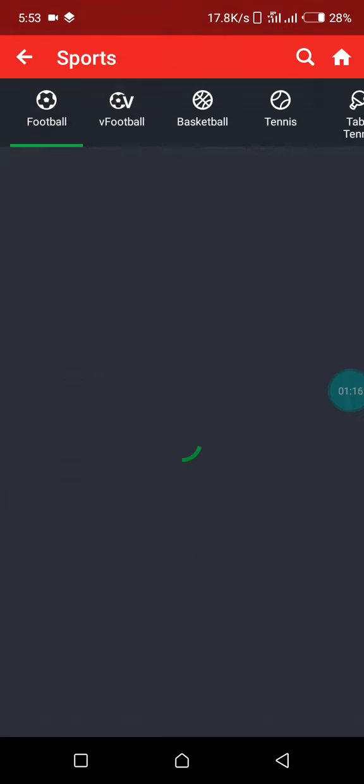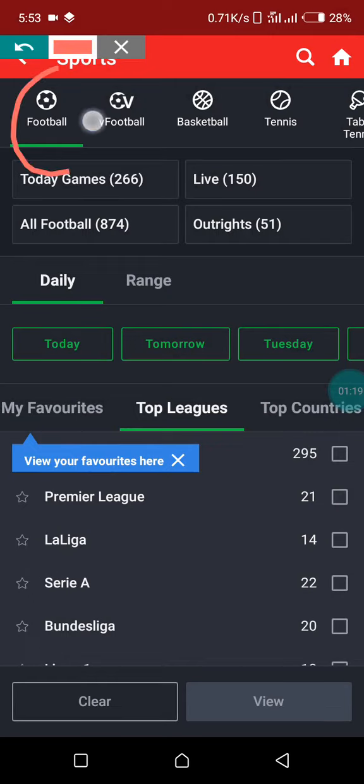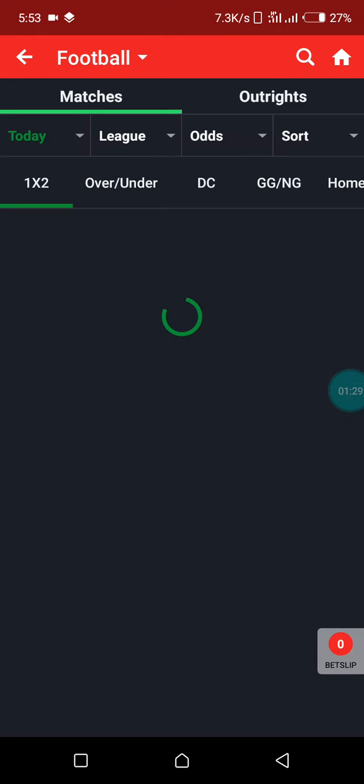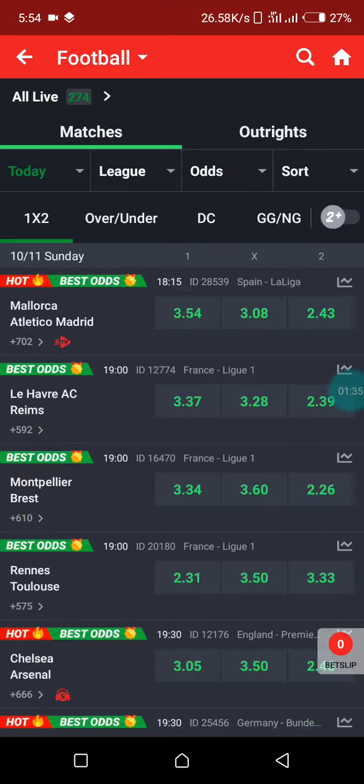Tap on football here, and just locate today's games. Let me give you some games here and we will see how it's going to happen. I know that it's very hard to predict, but sometimes we must use a strategy, we must use odds to understand the game.